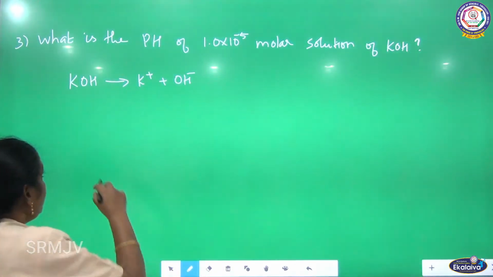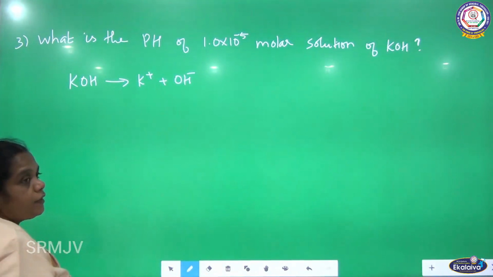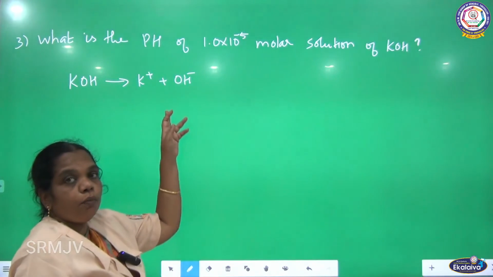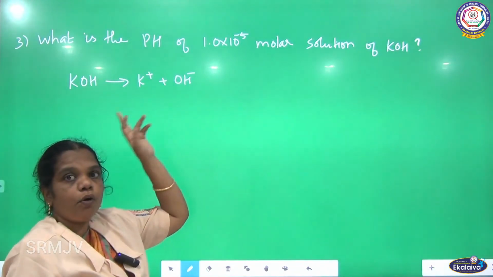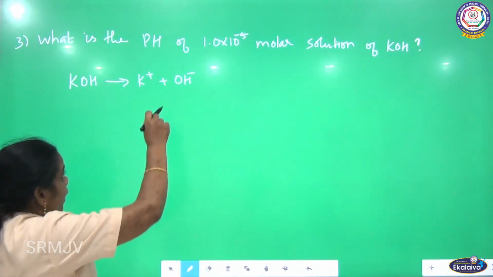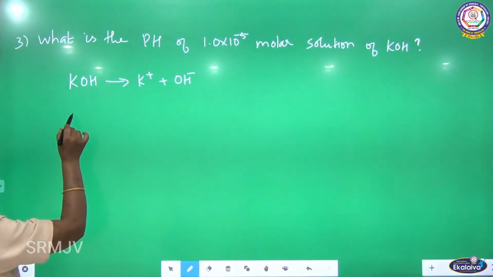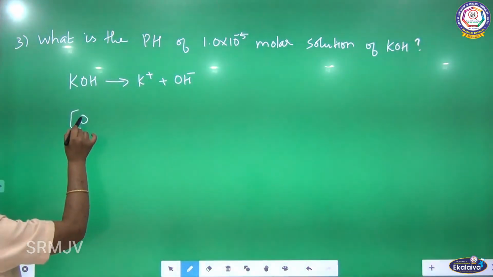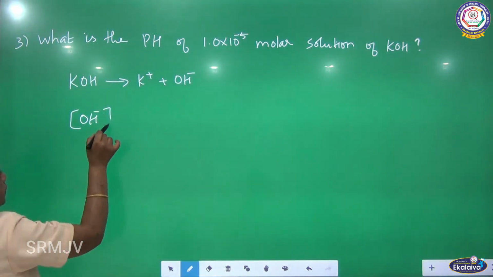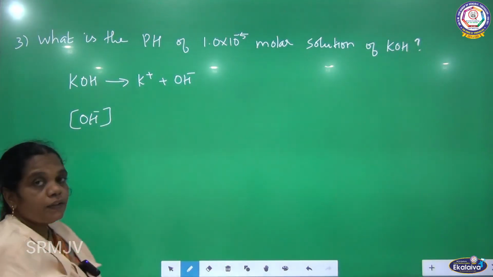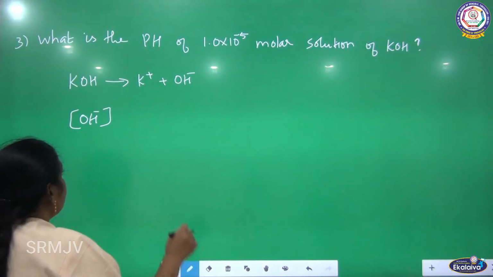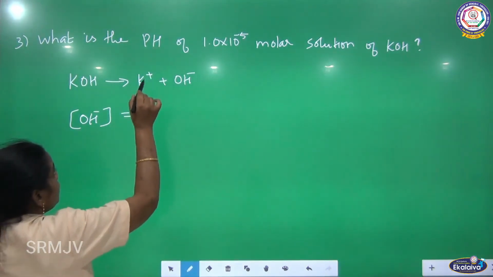And now how many mole? 1 mole of potassium hydroxide dissociates to give 1 mole of potassium ion and 1 mole of hydroxyl ion. Now what is given? The concentration of hydroxyl ion, OH minus. This is called hydroxyl ion. OH minus, what is the concentration given?